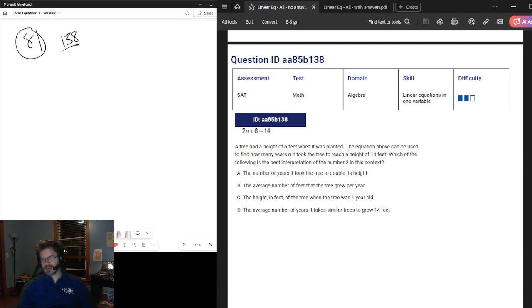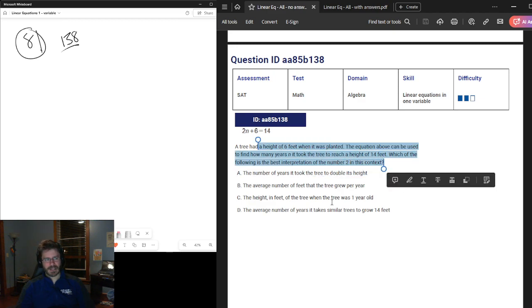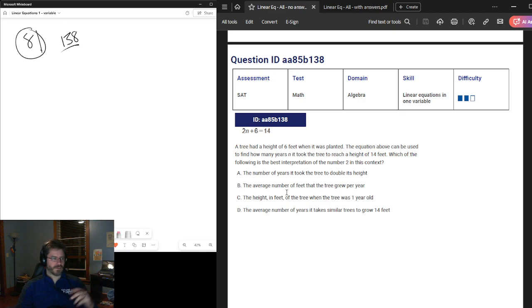All right, we have a linear function again. It's a conceptual question. All the answer choices are words. It's just a concept. What's the number 2? That's the slope. So the number of years it took to double its height? No, the average number. So I don't even have to read any of that. If I know that's the slope, I know it's a rate. So that's the key phrase I'm looking for in the answer choices. Average number of feet that it grew per year.